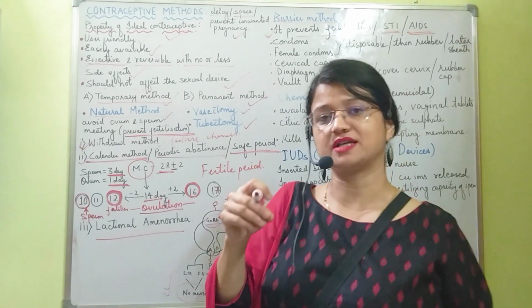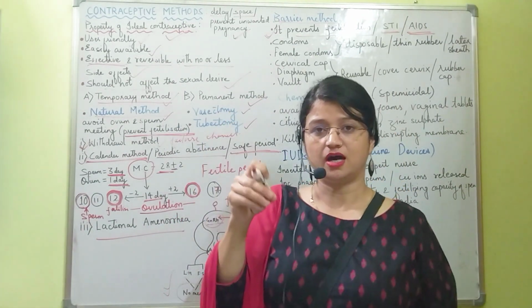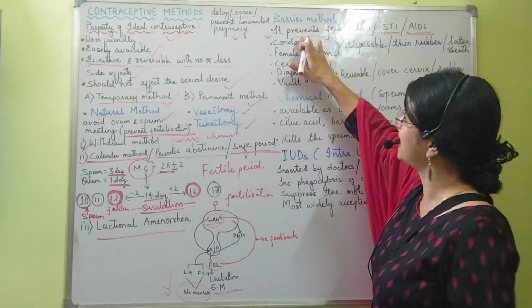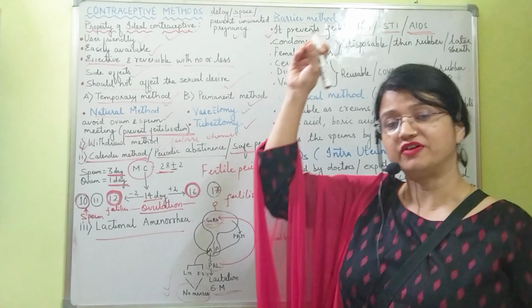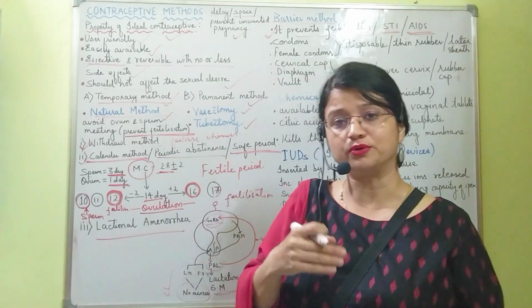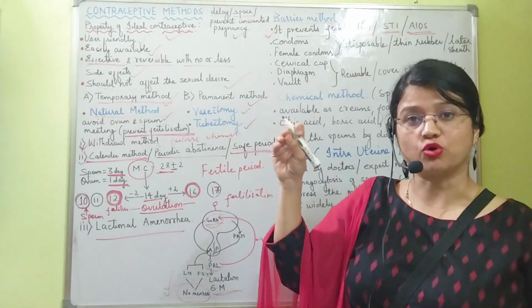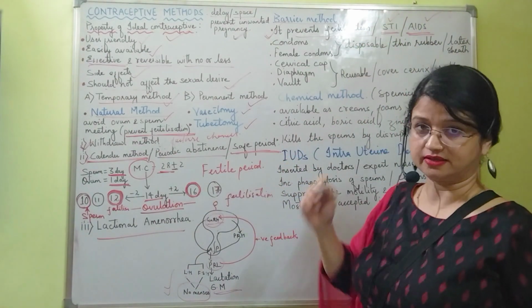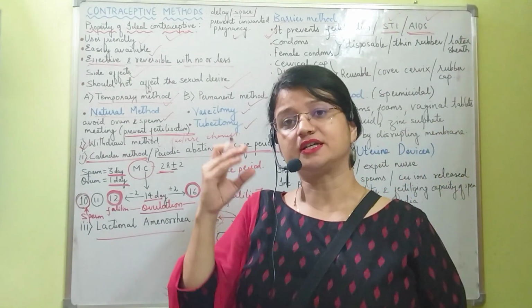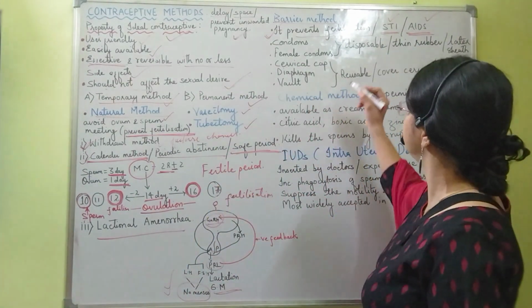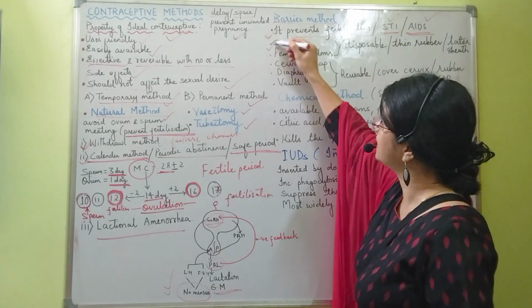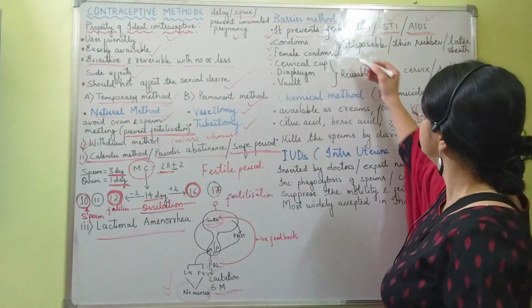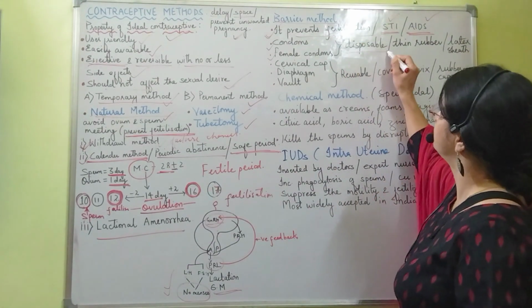My dear students, many times I have seen this question in CBSE papers, which method is the best method. So we can say that the barrier method is very important and very effective, because it not only prevents pregnancy, but it also protects us from STI, sexually transmitted infection, and AIDS. Clear? It is a reversible method, and here condoms are used by males, and female condoms are for females. These two are disposable, one-time use.